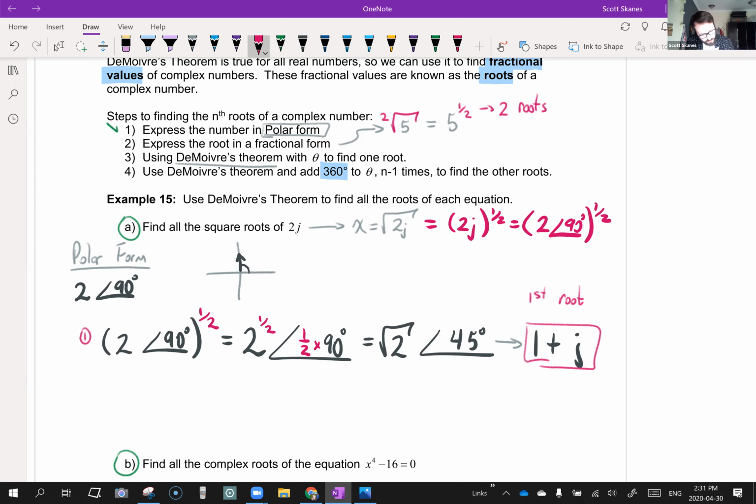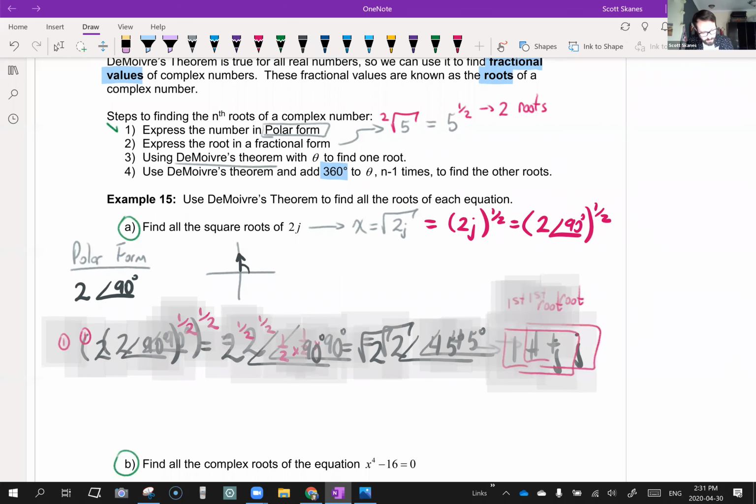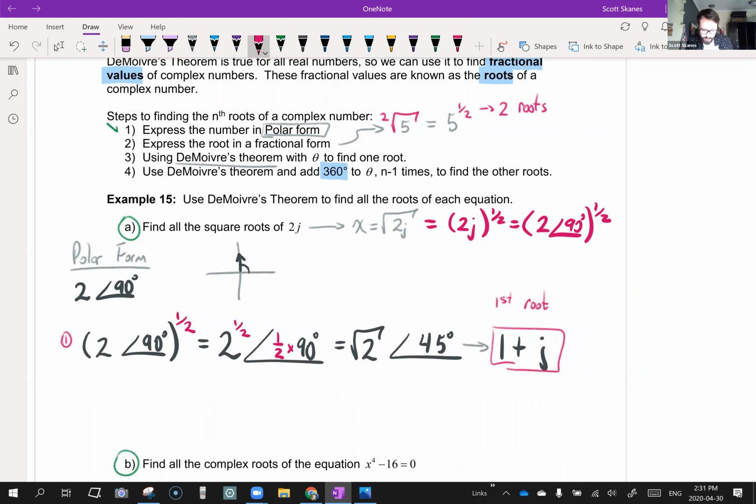Let me shift this over because I need a little bit of space. I'm sorry if it's a little distracting when I do this. I don't mean to be distracting.